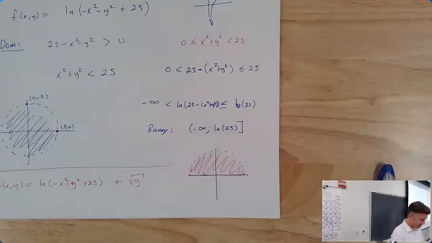Yeah, I guess the level curves would be weird. They wouldn't necessarily be circles because you've got this whole other y thing going on here. But yeah, I don't know. I don't have a good answer to your question without giving it more thought.